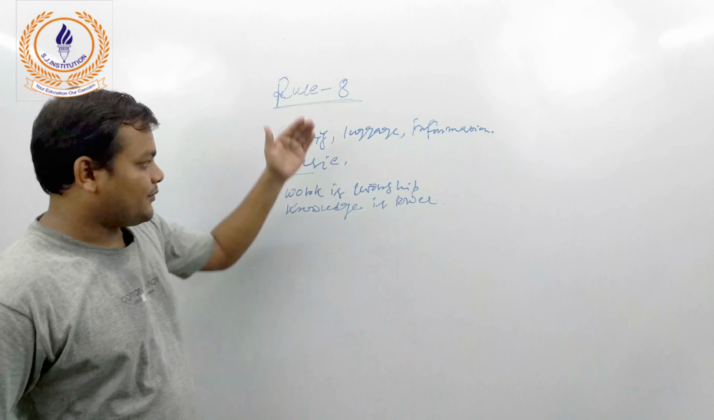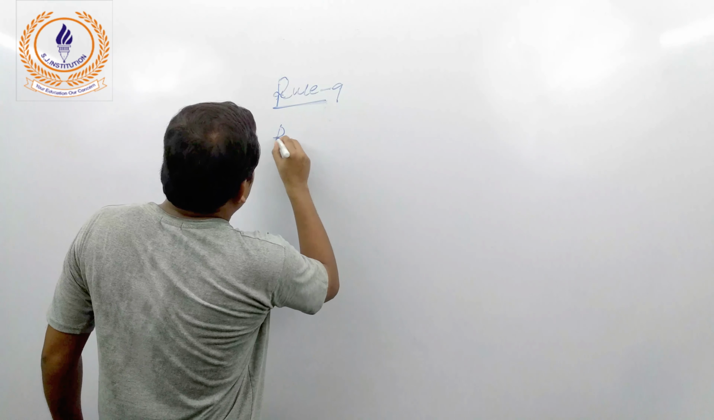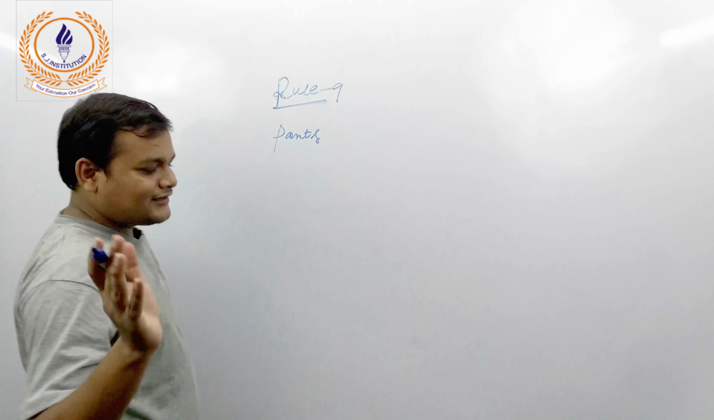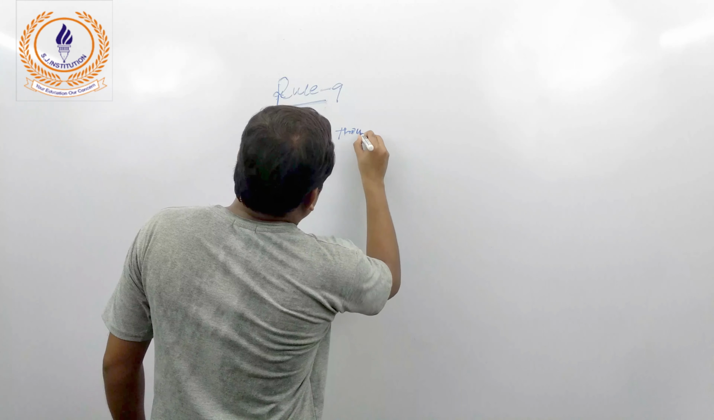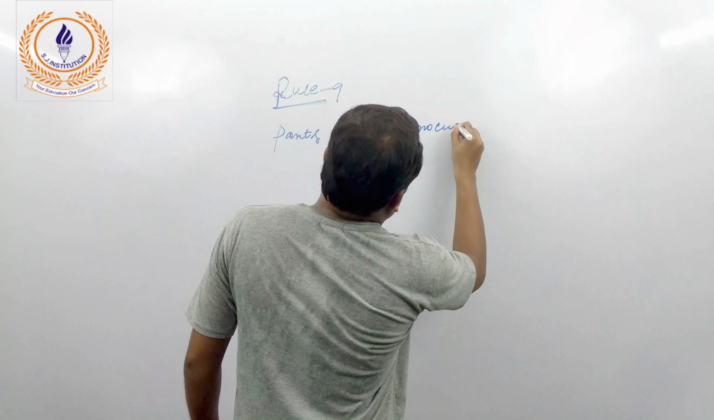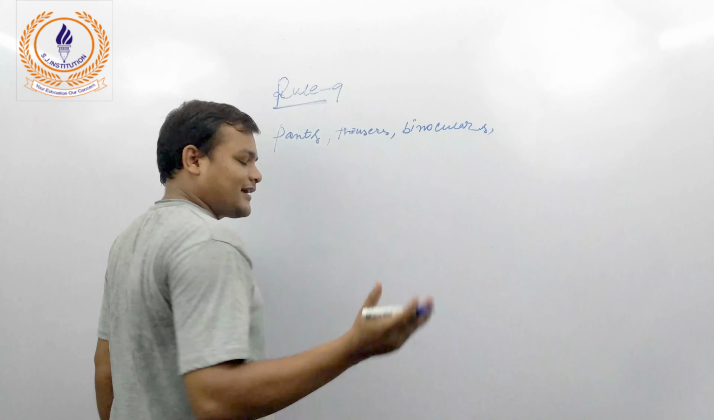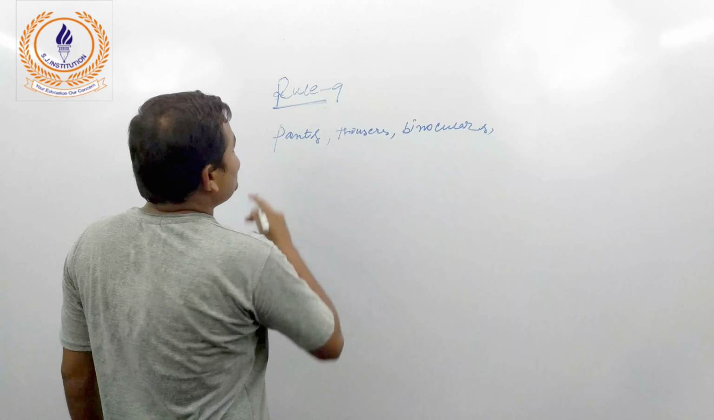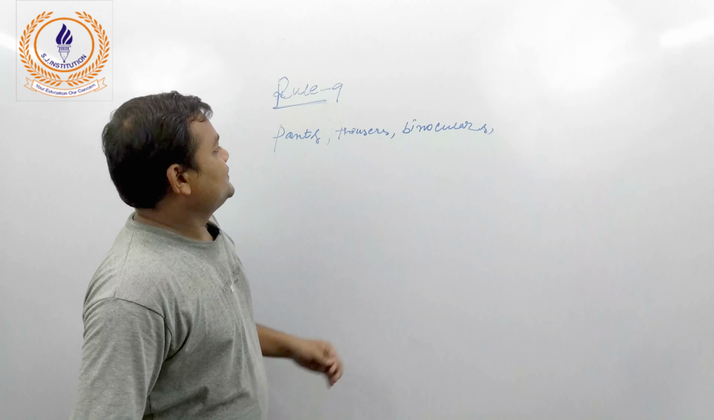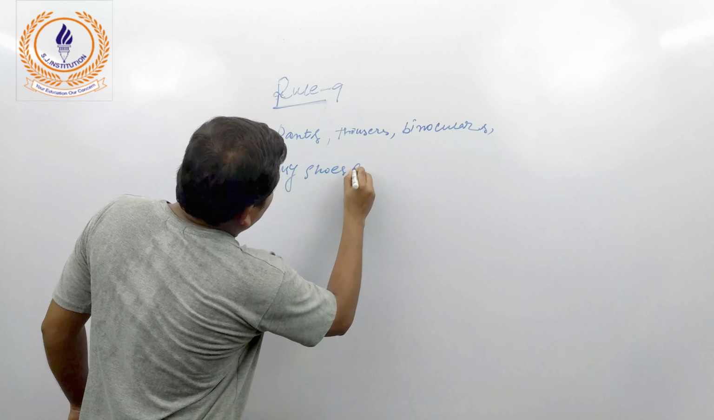Now come to rule 9. There are some nouns that have two parts. Such common nouns are pants. You know, we all wear pants and it has two parts. Trousers, binoculars, spectacles, goggles, shoes, etc. So after these nouns we must use plural verb. For example, my shoes are new.